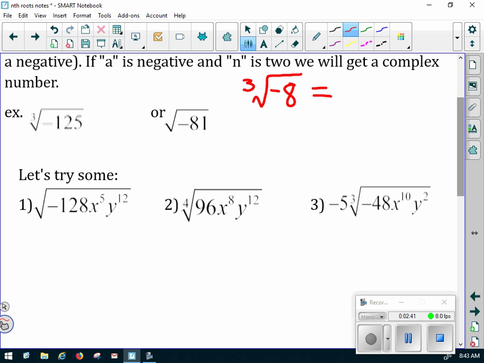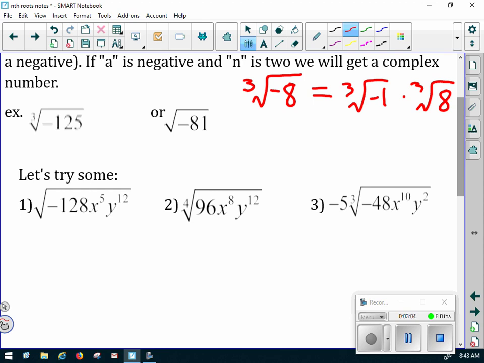Now, what if I gave you the cube root of negative 8? I was thinking about this, and I think I'm going to do it the same way we do a square root of a negative. It's the cube root of negative 1 times the cube root of 8. Now, I want you to think about this. Well, is it i? And that's what we want to talk about for a second.